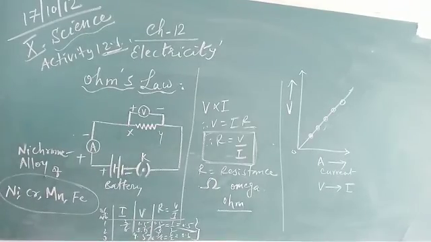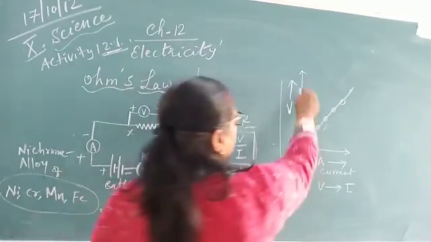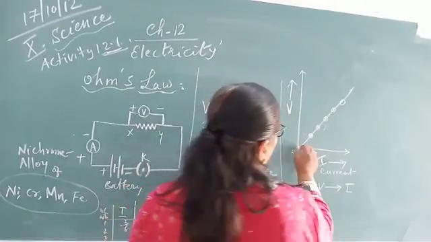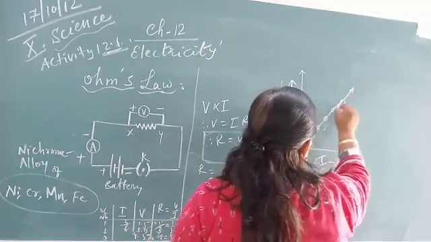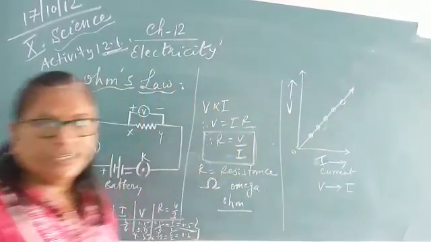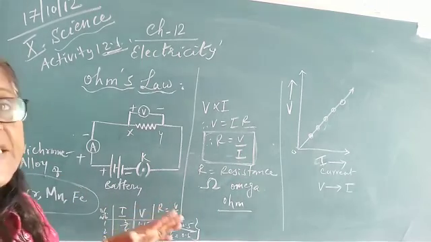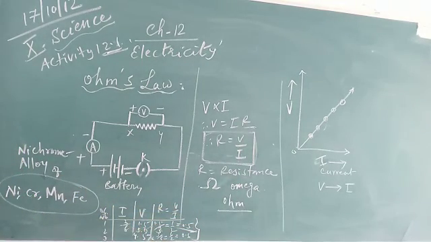Now if you plot the graph of V versus I, then you will get a straight line passing through the origin. Is it clear? So in short, as the voltage increases, the current also increases.